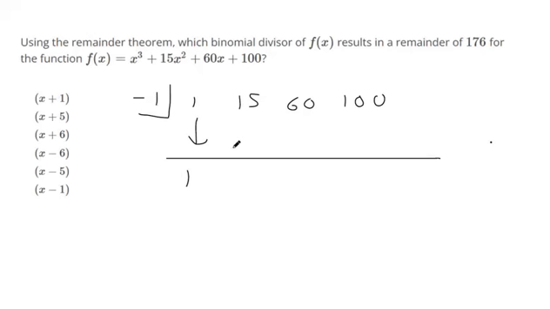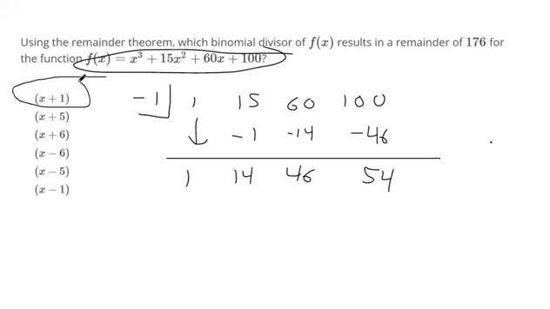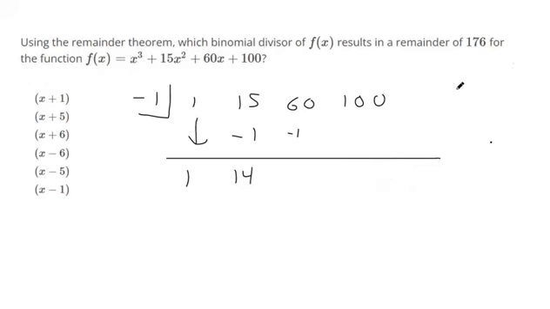Then you multiply -1 and 1, and then add the column. Multiply -1 and 14, then add the column. So it's a quicker way of doing division than doing long division. Synthetic's quicker. -1 times 46 makes -46. Add the column. So I use synthetic division between these two, and I got 54 for a remainder. So that's not our answer. We need to check the next one.